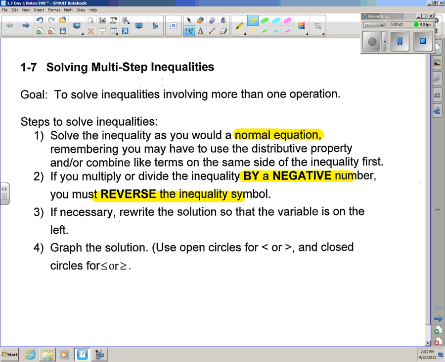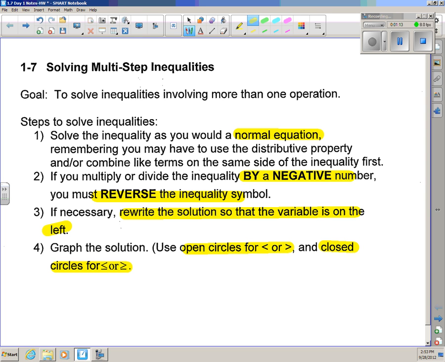If necessary, you want to rewrite your solution so your variable is on the left. The reason why you want to do that is because when you graph it, you can use what we're going to call the tail trick, and you'll know which direction the arrow should point. When you graph the solution on the number line, make sure that you've got open circles for less than symbols or greater than symbols. Open circles means that that point is not included in your answer. You've got closed circles when you have less than or equal to or greater than or equal to.